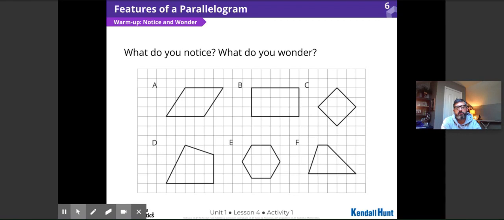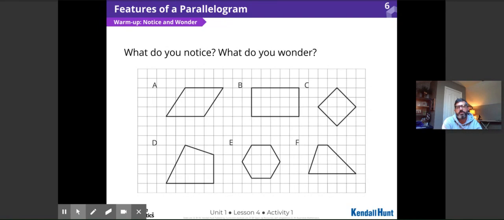F? You think F's a parallelogram? What about any others? Do you see any others? You've got to say the letter. D. D? Well, let's look at B again.